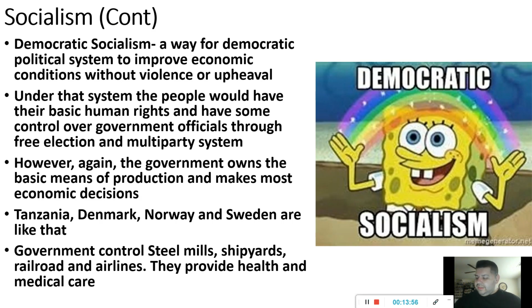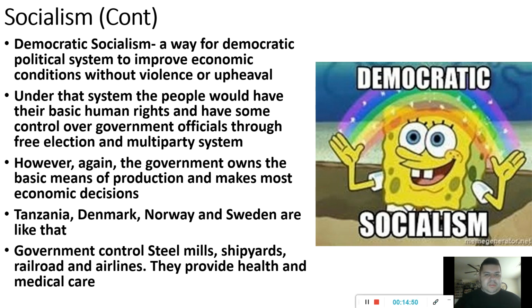So democratic socialism. This is something that a lot of people don't know about, because the one political group that always says that socialism is bad, it's evil, it's a dictatorship, they don't want to mention this, because in some countries they actually use this. It works pretty well. Straight socialism, however, in a lot of countries doesn't really work. So democratic socialism is basically a way to improve the economic conditions without the violence, without the uproar. The government is given more control.